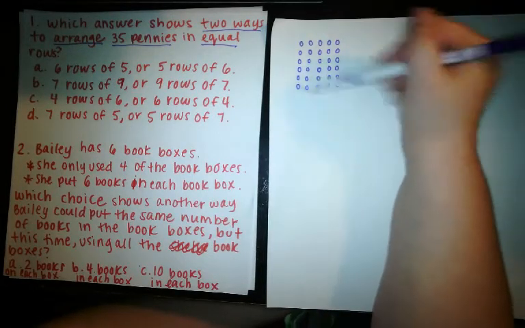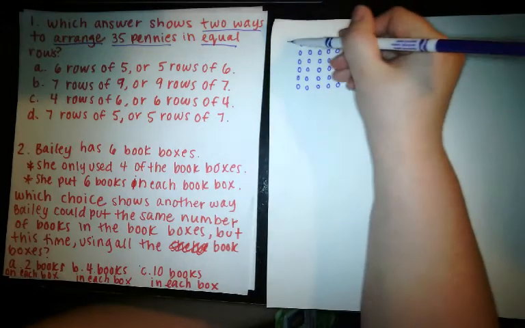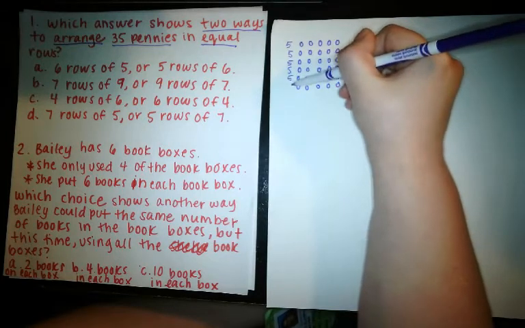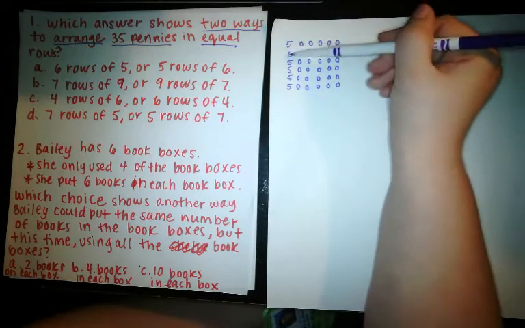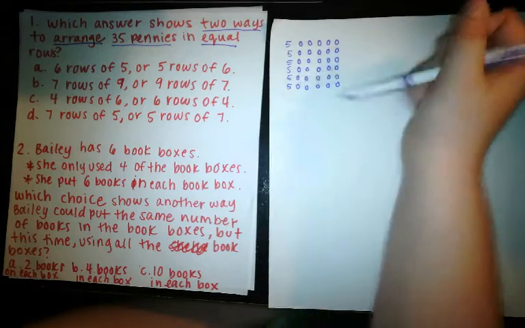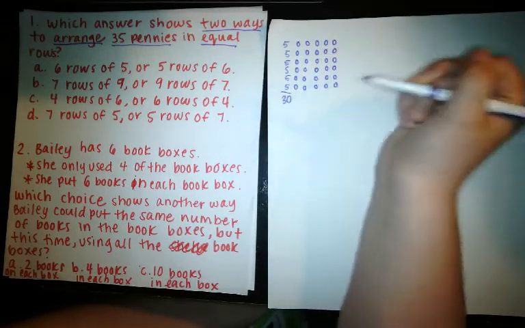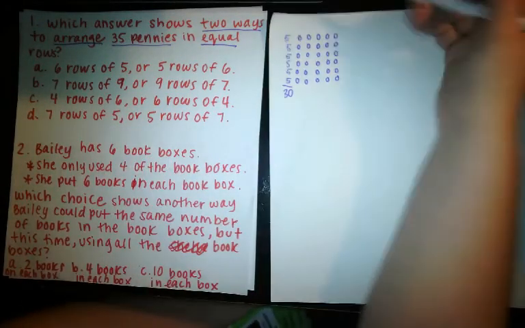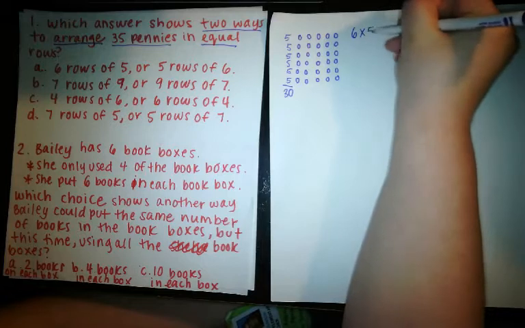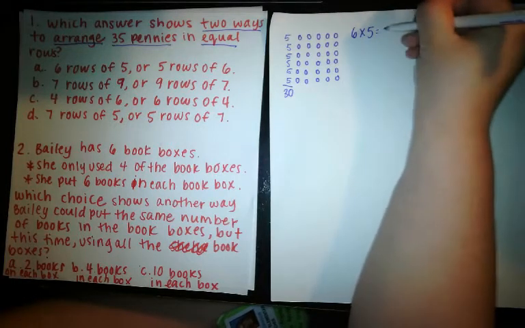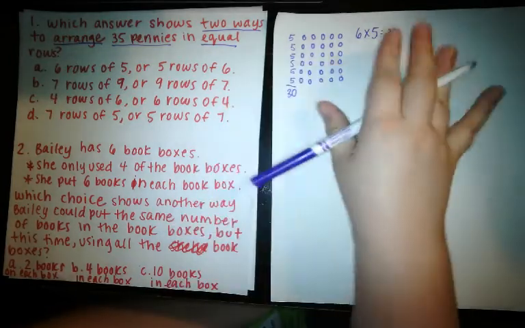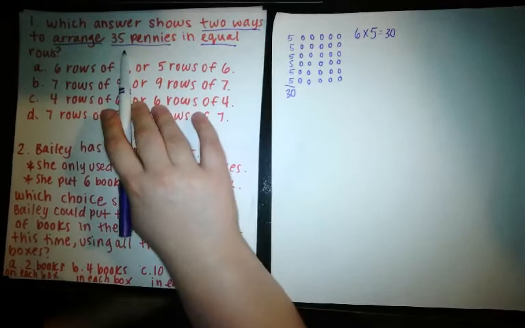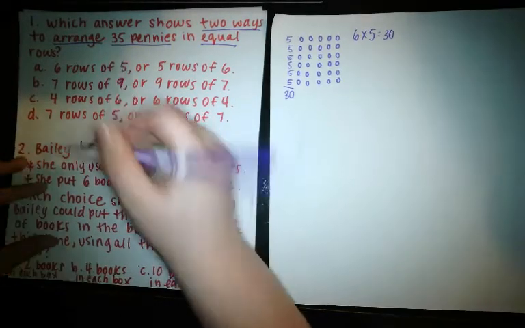And so what you can do is we got 5, 5, 5, 5, 5, 5. So we can skip count. 5, 10, 15, 20, 25, 30. Or if you understand that 6 rows of 5 is multiplication, you could have just done 6 times 5, and if you knew that, you could do 30. But if you didn't know that, then you could just draw a picture. So I was looking for 35 pennies. So we automatically know this answer isn't correct.